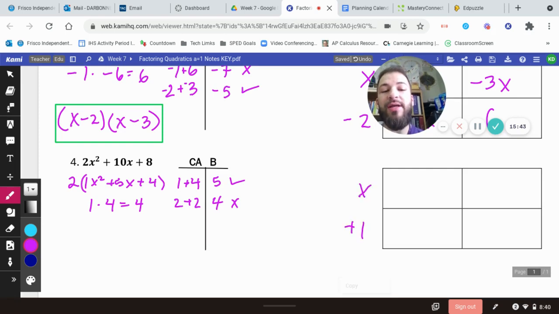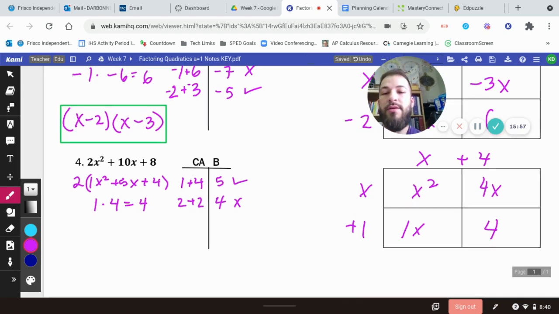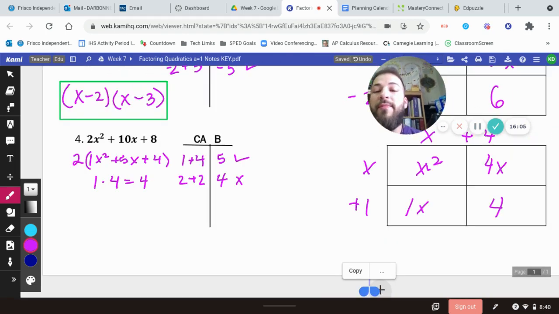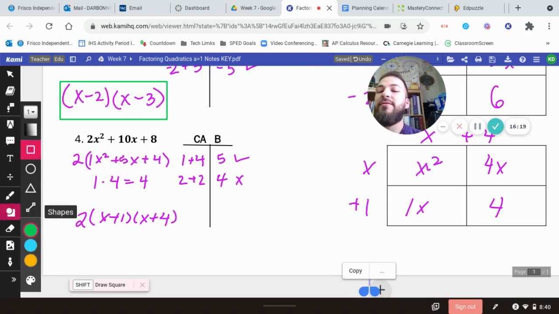So x and positive 1, x and positive 4, x times x is x squared, x times 1 is 1x, x times 4 is 4x, and 4 times 1 is 4. So just to check, x squared, 4, and then 1x plus 4x does equal 5x. So then in my final answer, I'm still going to write my factors as x plus 1 and x plus 4, but I do still have that GCF of 2 out front. So I just leave that 2 all the way there in the front. And that is my answer.